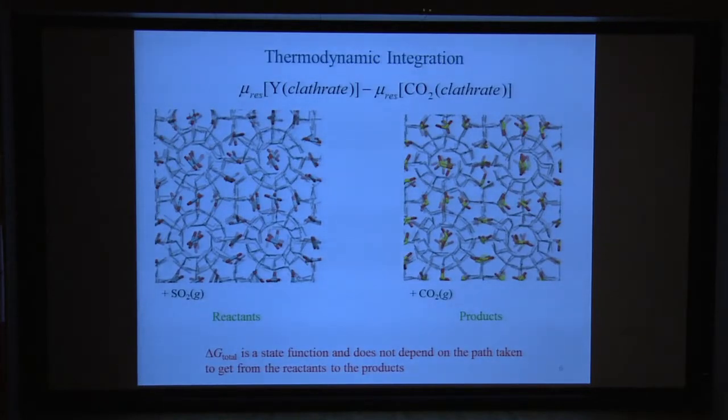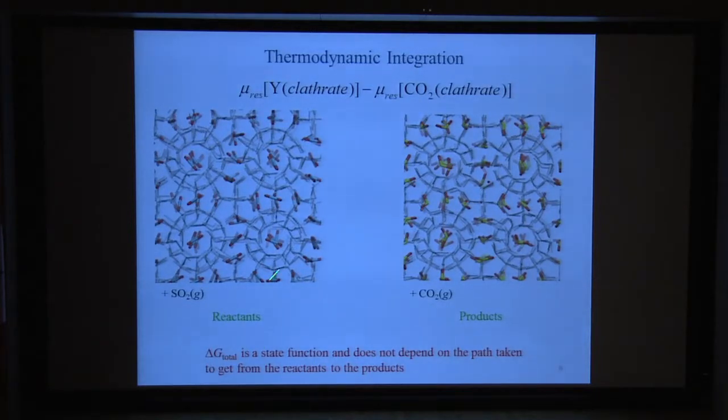So how do we go about determining that? What we're interested in is the difference in the free energy of the Y species in the hydrate phase. In this particular case, we're looking for SO2, and the free energy of CO2 in the hydrate. So we're starting with the reactants, which are a CO2 hydrate and SO2 gas, for example, and we're allowing the substitution to occur. What we end up with is an SO2 hydrate plus the released CO2 gas. So how do we thermodynamically calculate the difference in the residual free energy?